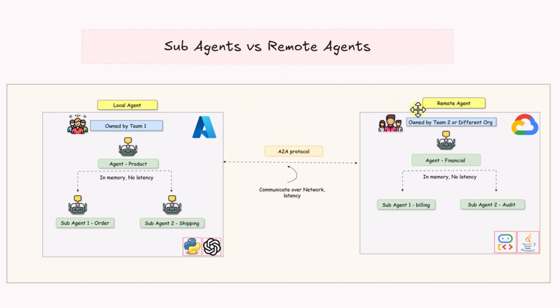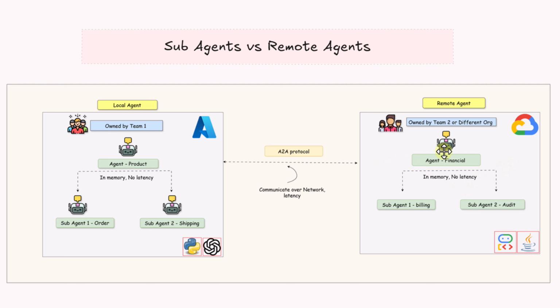Now let's look at the right side of the diagram, and this particular agent is similar in nature to what we have just covered so far, but the only thing is here we are tagging this as a remote agent. We will cover why we are calling this a remote agent, but let's first look into this particular agent. It is owned by team 2 or a different organization altogether. This particular agent handles queries related to finances.